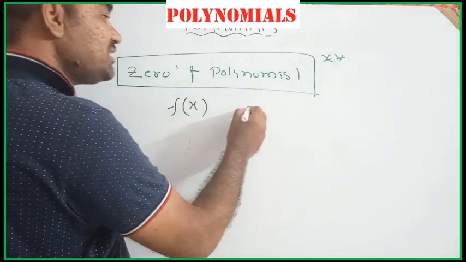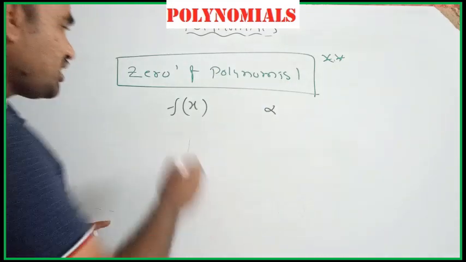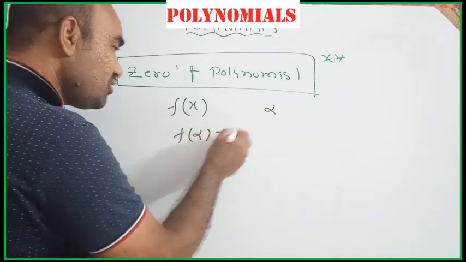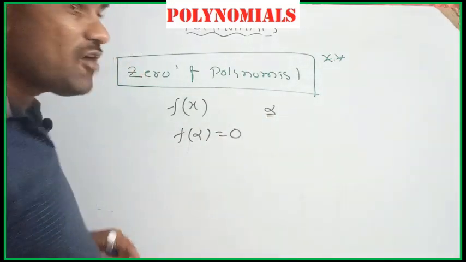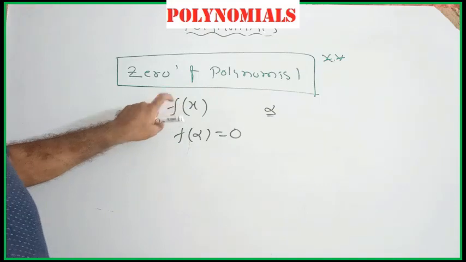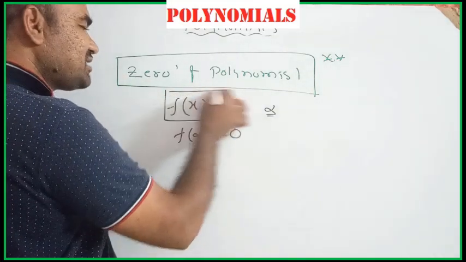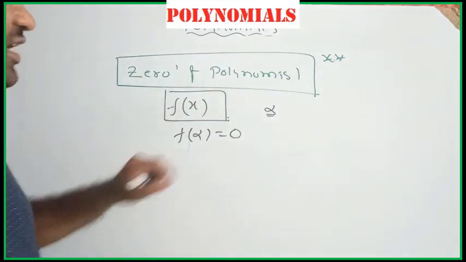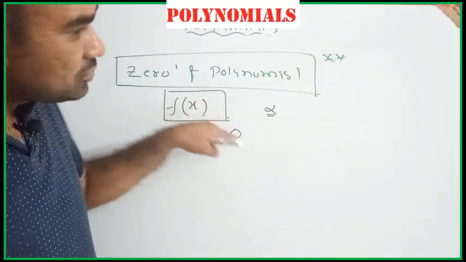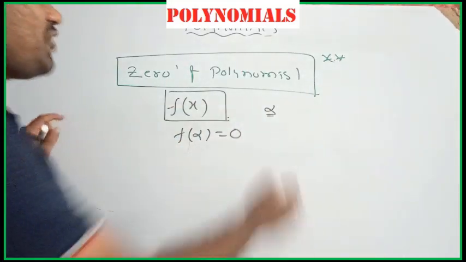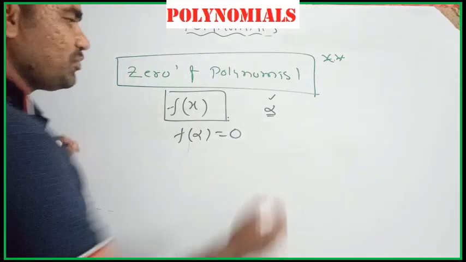If there exists a complex number alpha such that f of alpha equal to 0, then this alpha is called one of the zeros of that polynomial. Once again, listen: f of x is a polynomial in x. If there exists a complex number alpha so that f of alpha equal to 0, then such alpha is called one of the zeros of that polynomial. I will explain through an example.